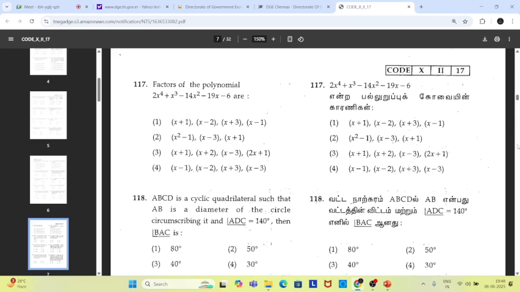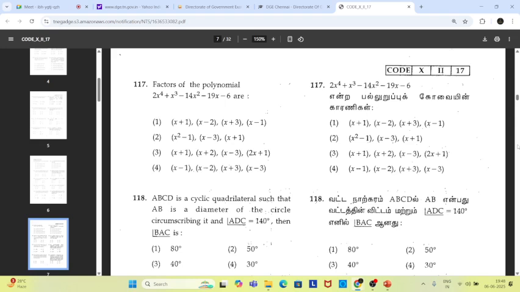Can anybody read this? Factors of a polynomial. Why is it called polynomial? Sir, as it has power, sir. Yeah, it has a power 4, a degree. If it is a square, we say quadratic, but if it is anything more than 2, like 3 or 4, then we call it a polynomial. Cubic polynomial, quadratic polynomial, like that you will call it.